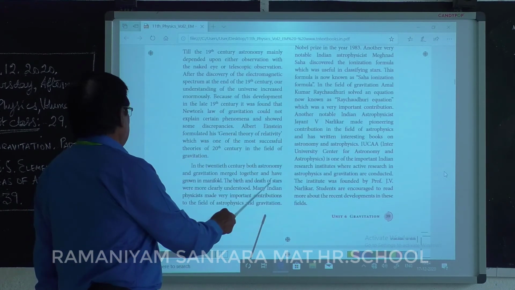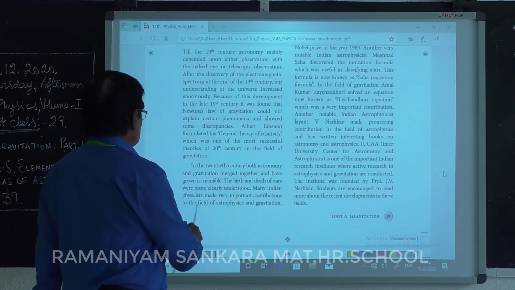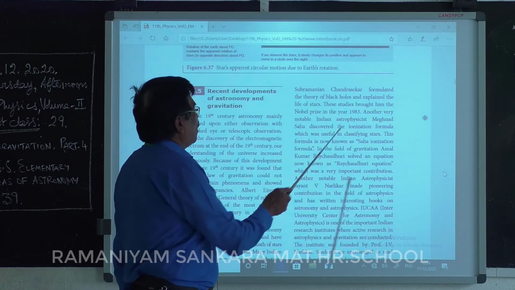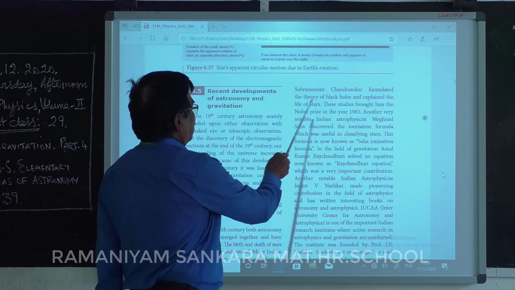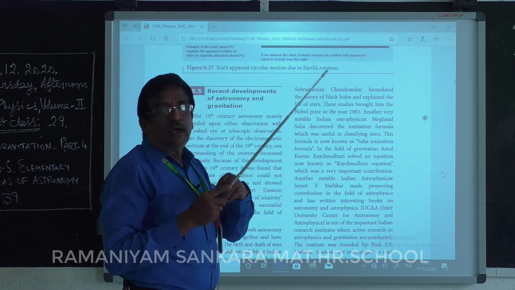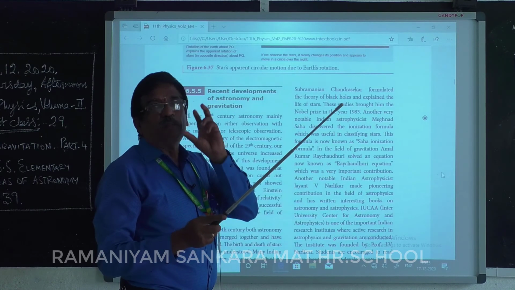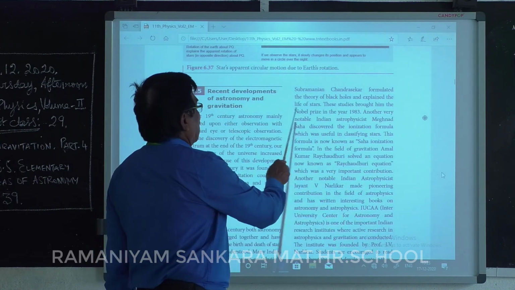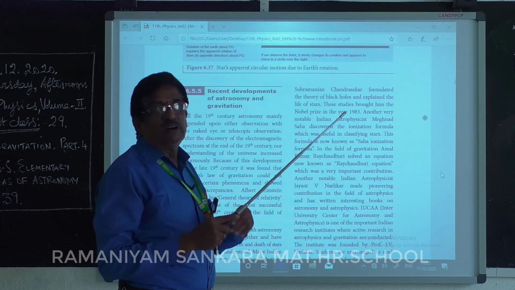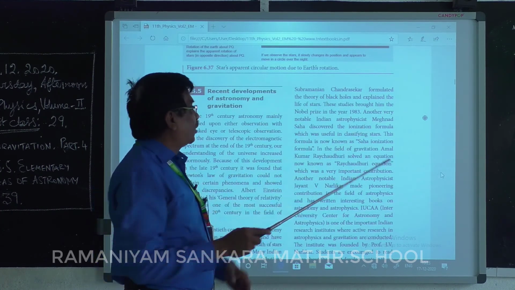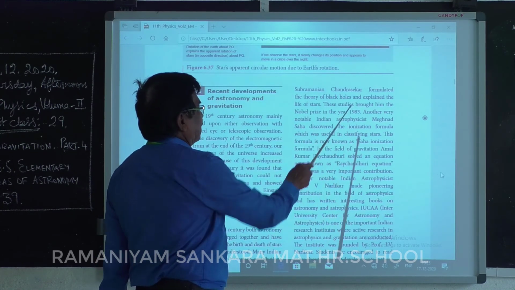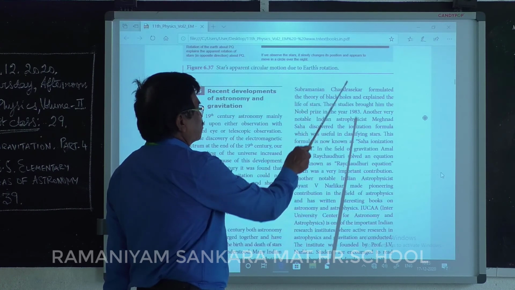Okay, many Indian physicists made very important contributions to the field of astrophysics and gravitation. Example, Subrahmanyan Chandrasekhar, he is an Indian, formulated the theory of black holes. What are black holes? When there is no emission of light rays, it appears black. Okay, and he explained the life of stars, how a star is born and again dies. That is called the life of stars. These studies brought him the Nobel Prize in the year 1983. Who got it? Our Indian scientist Chandrasekhar.